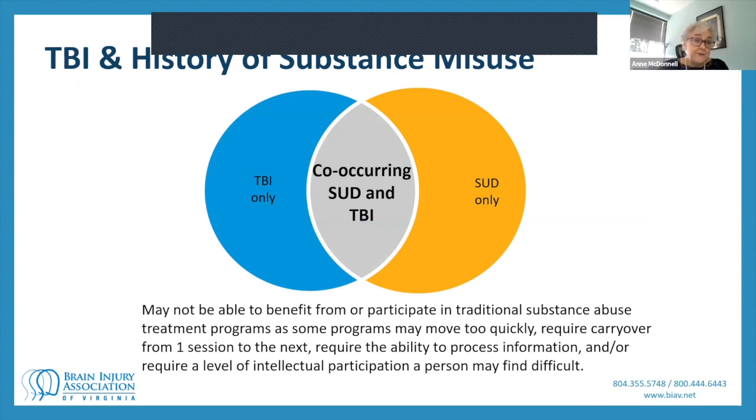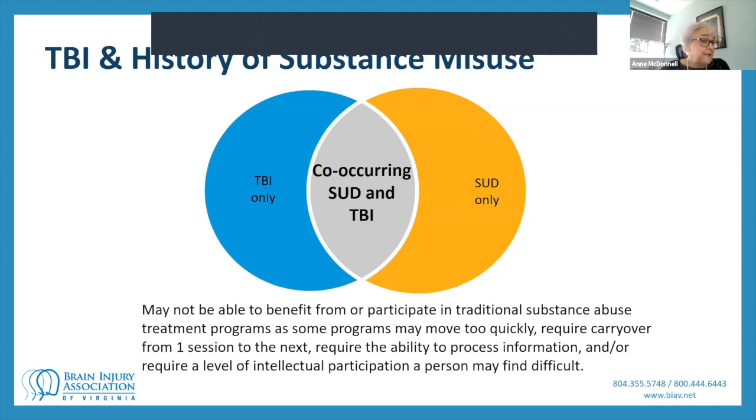You know, folks with brain injuries very often don't respond to traditional AA sorts of programs. Sometimes they move too quickly, or they require carryover from one session to another, or they require people to be able to quickly process and respond to information that's coming at them. The other thing about it is if you don't understand the effect that your behavior has on others, and you don't remember what it is that you did, how do you make amends?